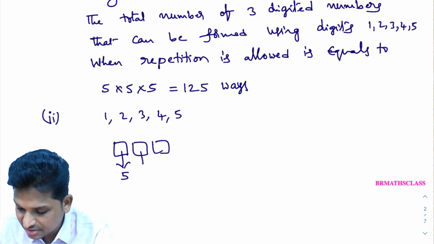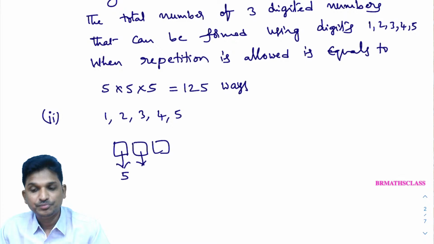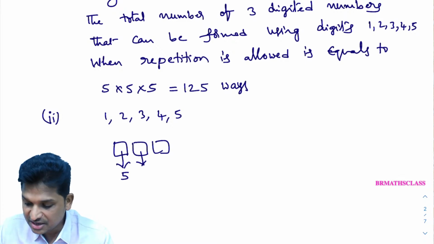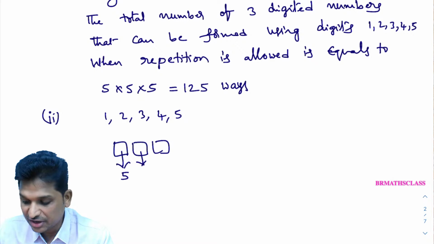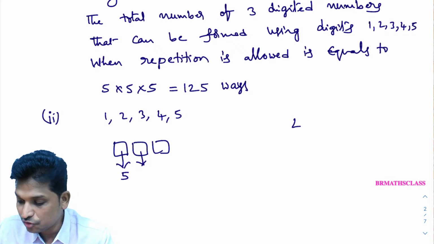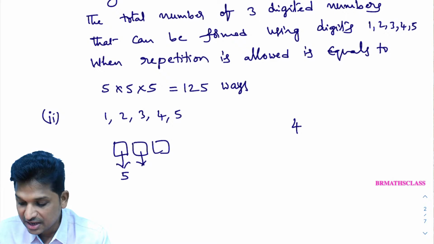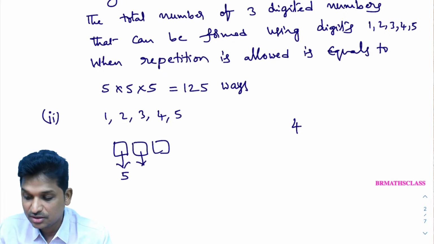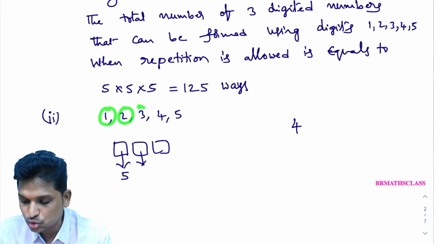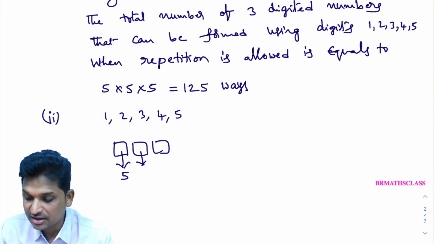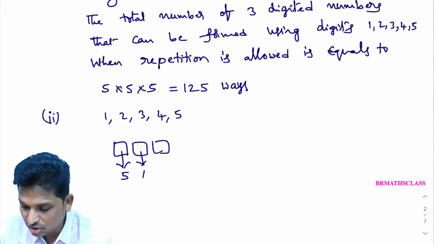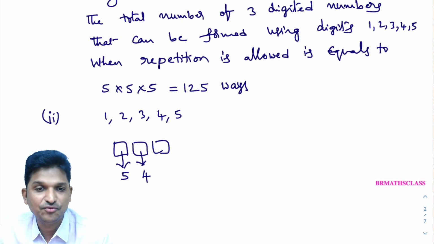What about the second box? The second box can be filled in how many ways? Here repetition of digits is not allowed now. What number you have written here, the same number you cannot write. For example, suppose in the first box you have written 4. In the second box you cannot write 4. You can write 1, 2, 3, or 5. That means the second box can be filled in only 4 ways. I hope you are understanding. So here, as repetition of digits is not allowed, the second box can be filled in 4 ways.